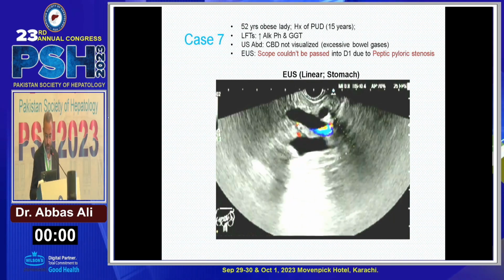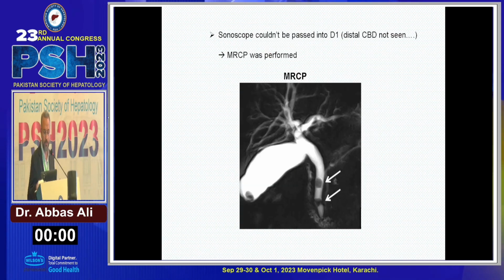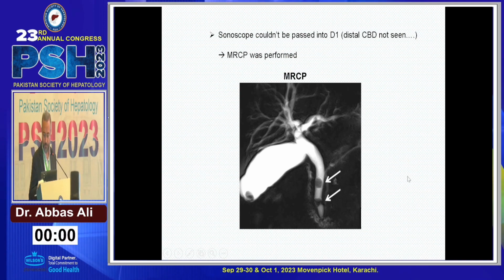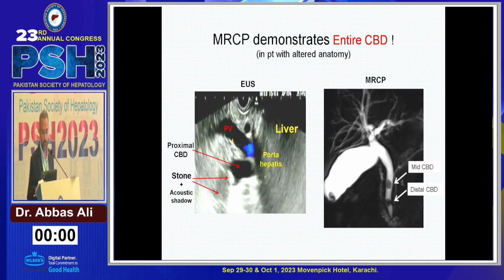So this made it clear that probably there was a stone inside. However, we could not see the distal part of the CBD. We needed help. So we went for MRCP and we found that there was another stone in the distal CBD. So here, this indicates the importance of MRCP, that when there is an altered anatomy, MRCP is more helpful.